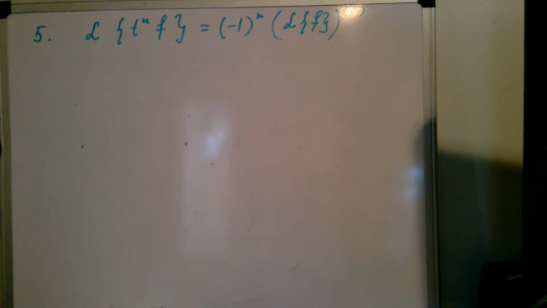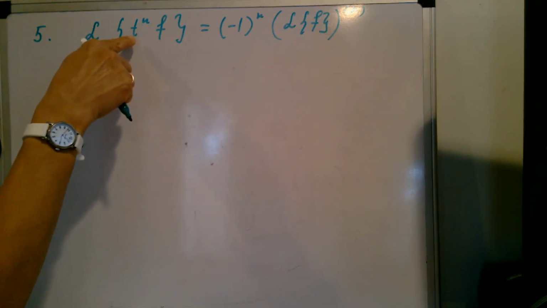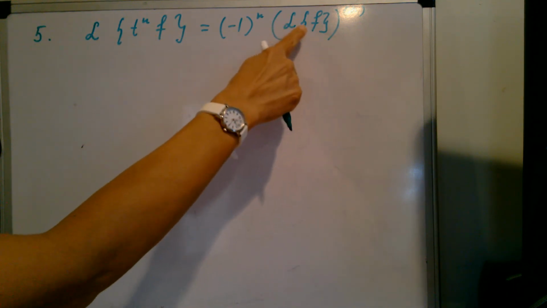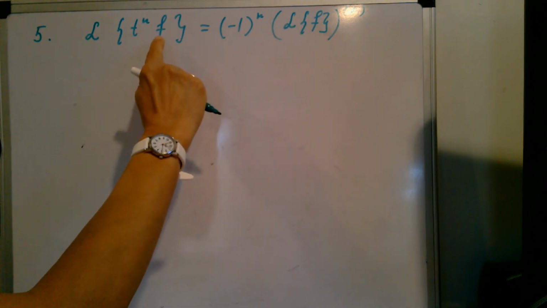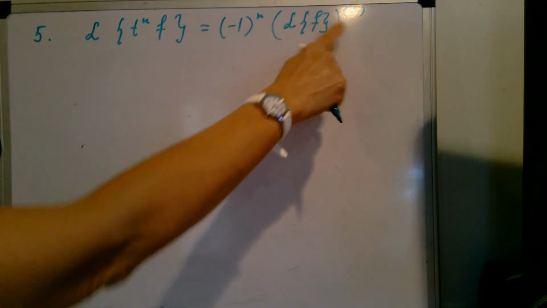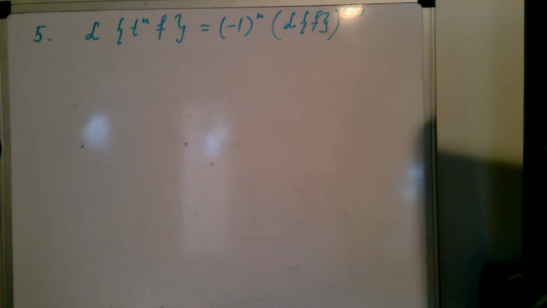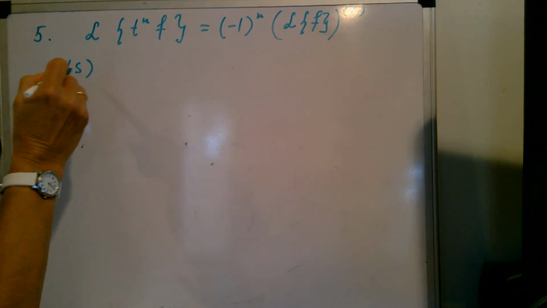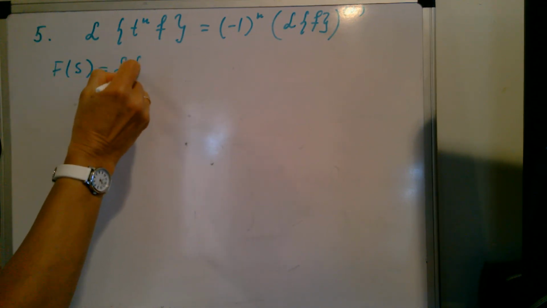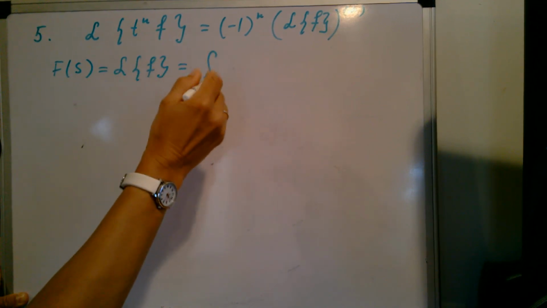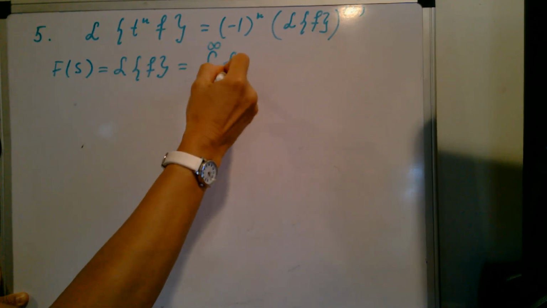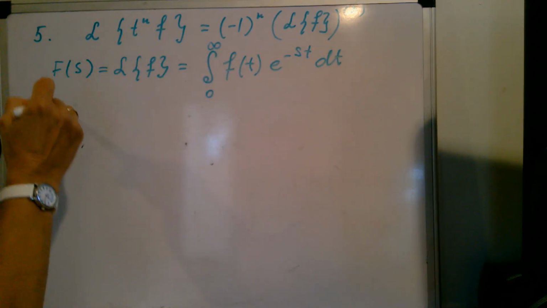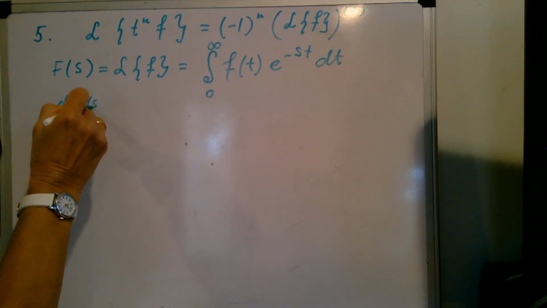Okay, property number 5. If you multiply a function by t to the power of n and you want to find the Laplace transform, it means that you just calculate the Laplace transform of the function f, which you probably already know, and then differentiate it n times and put -1 in front. The proof. Well, let's consider F of s, which is the Laplace transform of f, which is the integral from 0 to infinity of f of t e to the power of negative st dt. Now I'm going to differentiate this F of s by s.